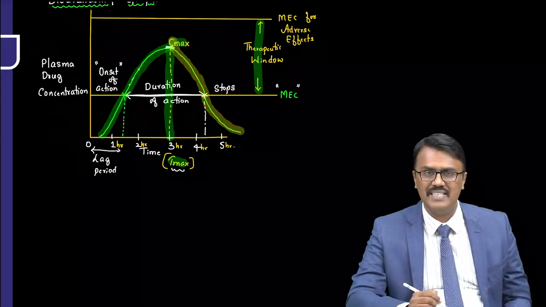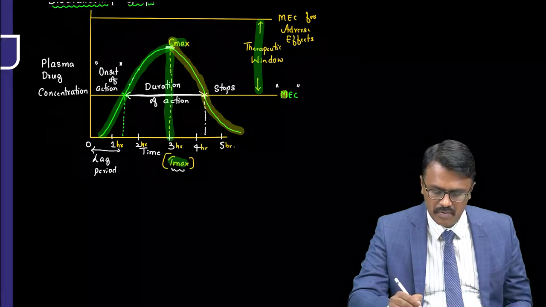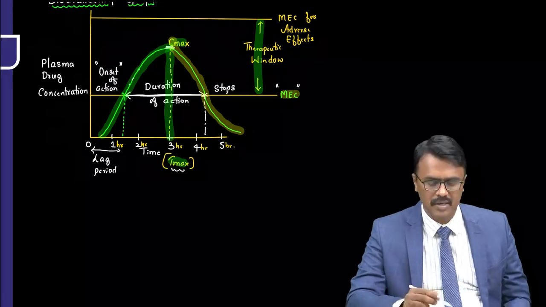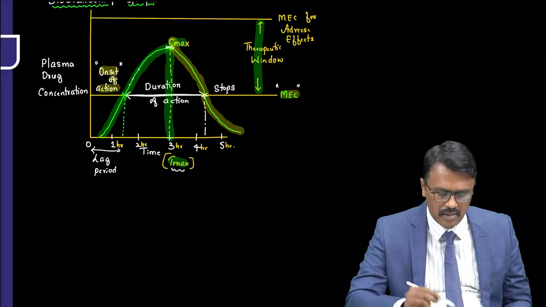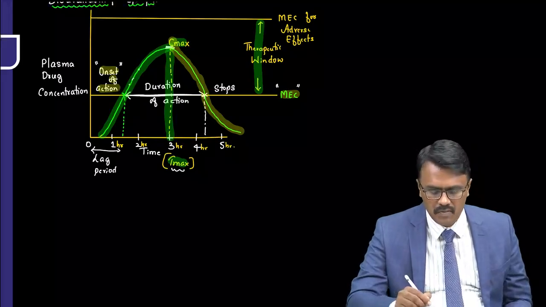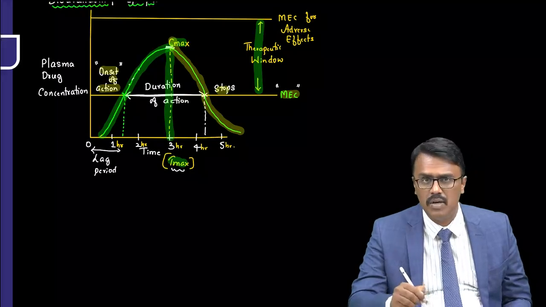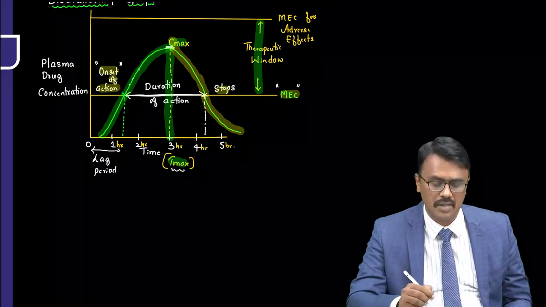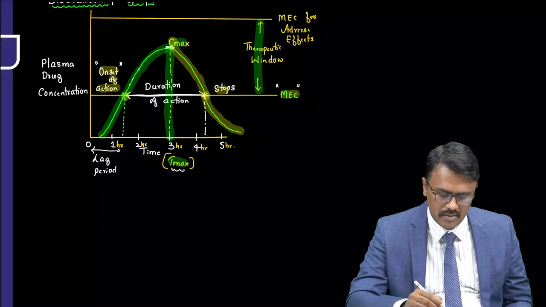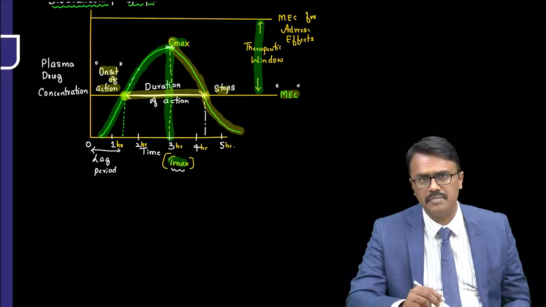Now, when will the drug start working? When it achieves the minimum effective concentration, then only it will work. And that is what we mean by onset of action. When will the drug stop working? If it is going below that concentration, it will stop working. What is the duration of action? The point between this and this is the duration of action.